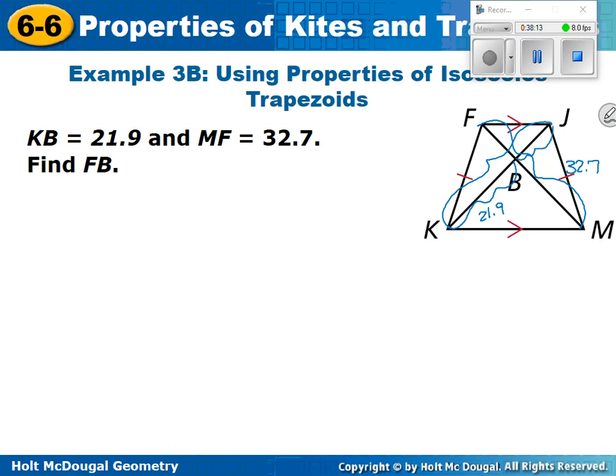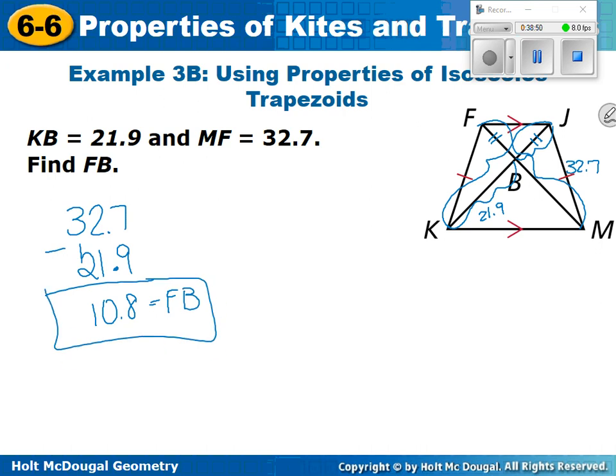So to figure out this little piece BJ, what did you do? Subtracted them. 32.7 minus 21.9, and you should have gotten 10.8. That isn't really FB. That's BJ, right? Are you guys with me? But these 2 triangles are going to end up congruent to each other. So this triangle will always be congruent to this triangle, which means if BJ is 10.8, so is FB. Okay, so this is also FB. Questions on that one? Okay.